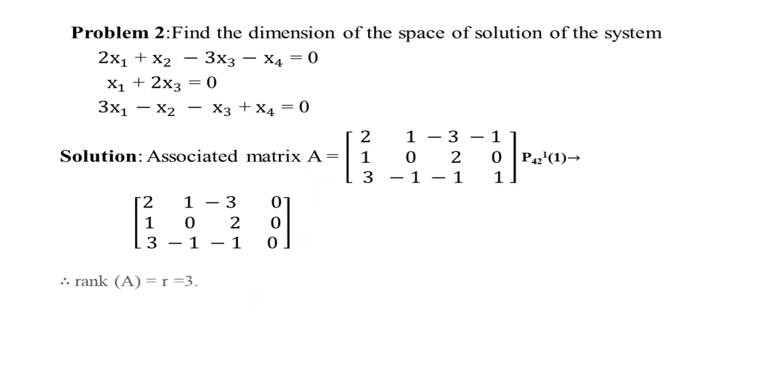Now, the dimension of the space of solution equals n minus r, by the previous theorem, equal to 4 minus 3, that is equal to 1. Here 4 means the number of unknowns. There are 4 unknowns x1, x2, x3, x4. And r means the rank of the associated matrix, that is 3. So n minus r is 4 minus 3 equal to 1, we got. Hence the solution.